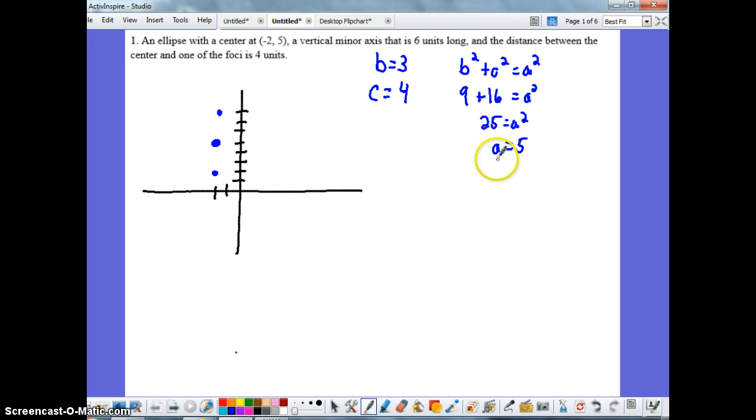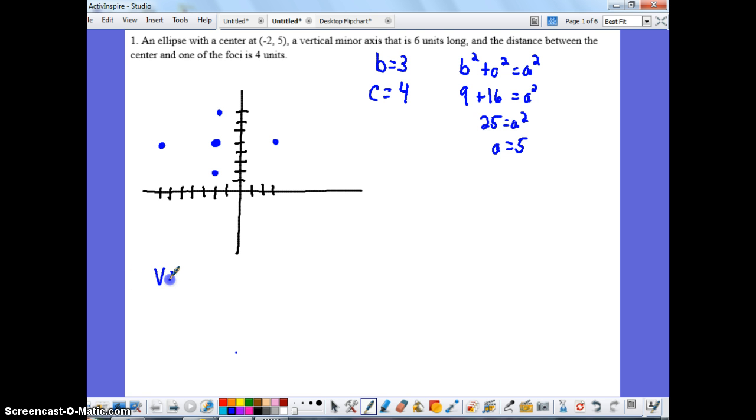And then A, remember, is the distance from the center to the vertices, so that's going to be left and right. I know that's left and right because the B was the vertical, so therefore I have to go left and right here for the A. So I'm going to go to the right and left 5, so 1, 2, 3, 4, 5, and 1, 2, 3, 4, 5. Plot those points. So they are the actual vertices.